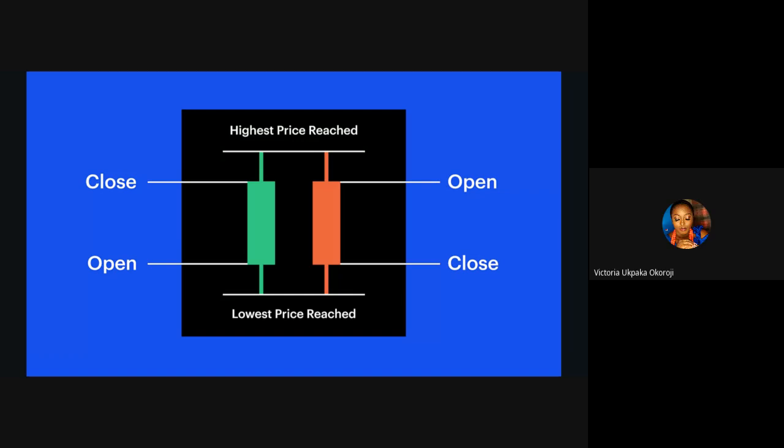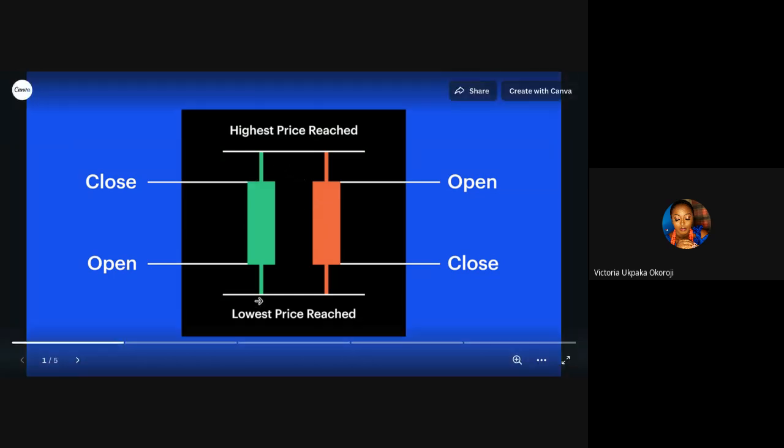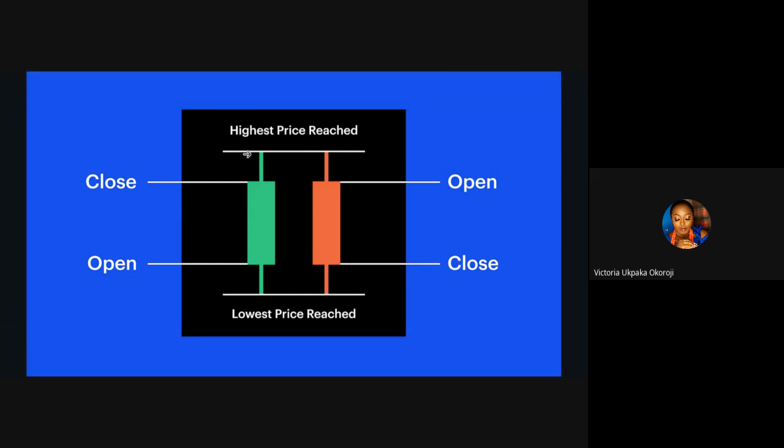So now, look at this. There are tiny sticks at the top and below. They mean the lowest price reached and the highest price reached. But it is opposite for the red candle, because a red candle means the price is going down. So the price opened at the top and started going down.